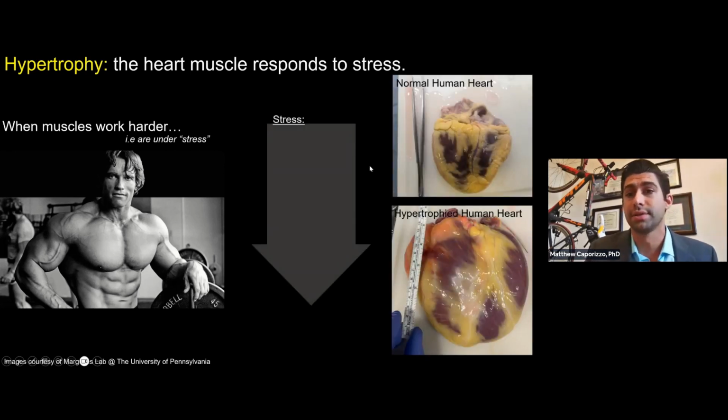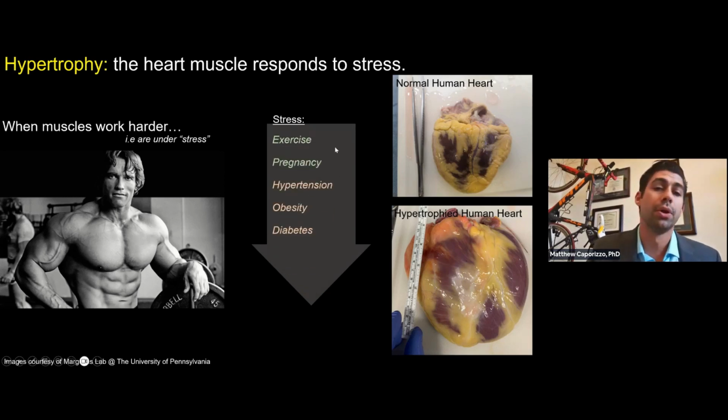The same thing is true for your heart: in response to a stress, and these stresses can be positive, like exercise, or pathological, like hypertension, diabetes, and obesity, you get hypertrophy of the heart. These are some examples of human hearts that we received in the Ken Margulies lab. A healthy heart here, and roughly on the same scale, a hypertrophied heart.